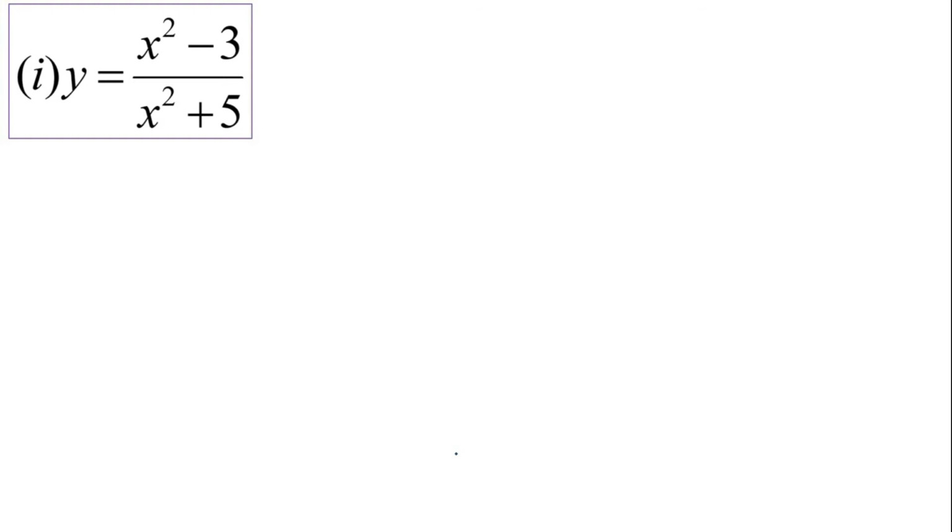Proceed next, question I. Now we have y equal to x squared minus 3 over x squared plus 5. So now instead of multiplication, we have a division of two different functions. For the numerator part, we name this as our u, and for the denominator part, we name this as our v. So our u prime here will be equal to 2x, and our v prime will be equal also to 2x.